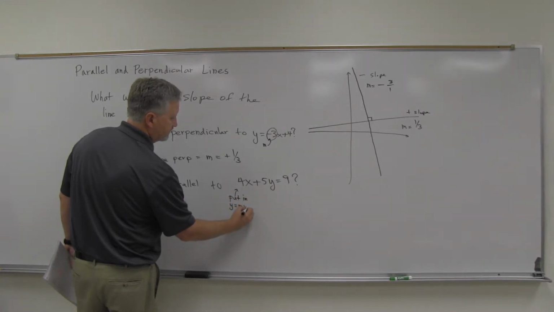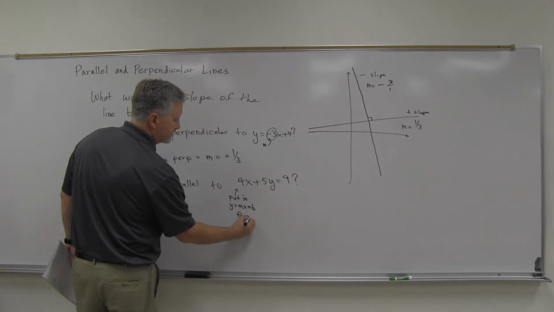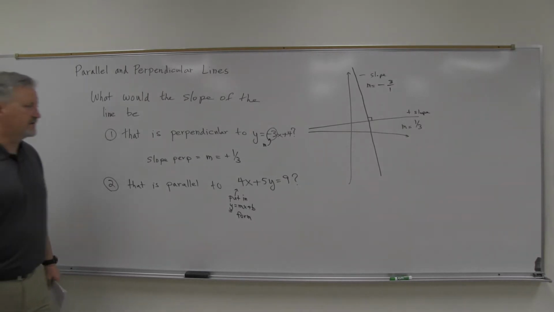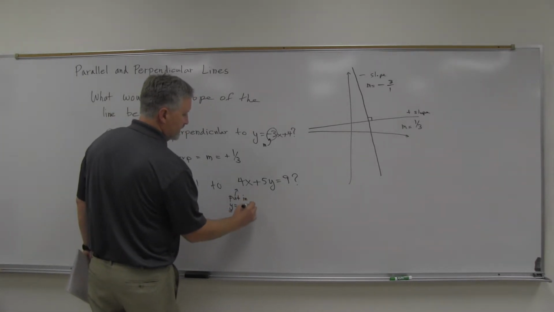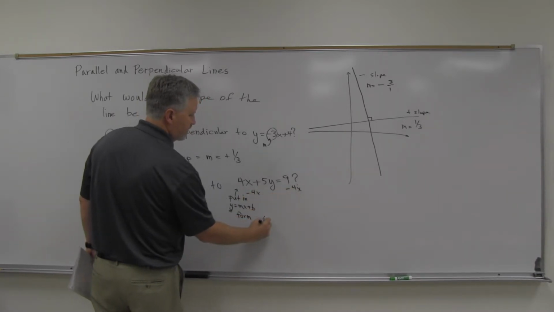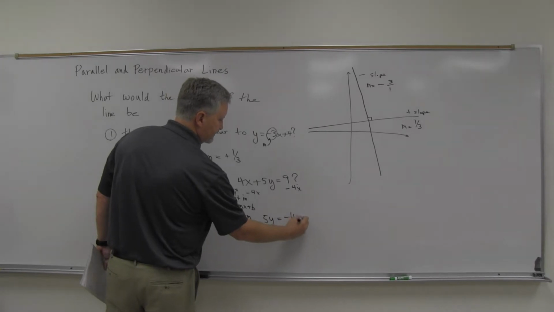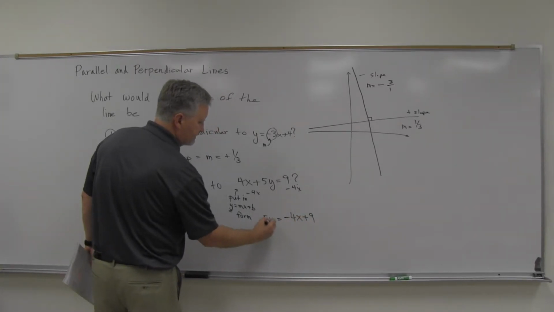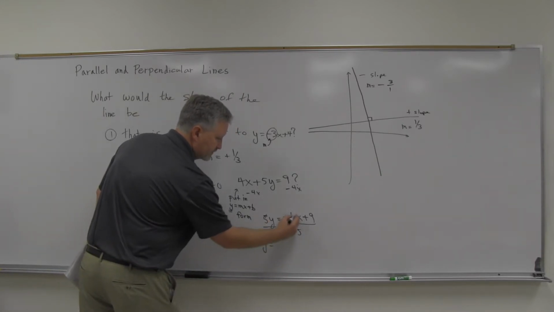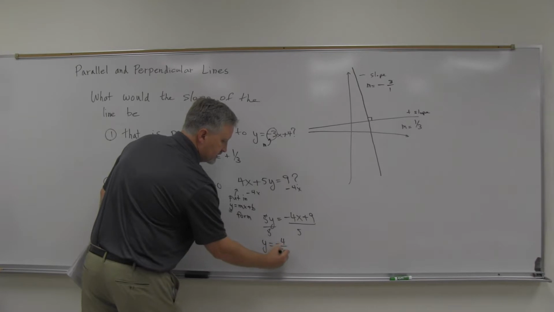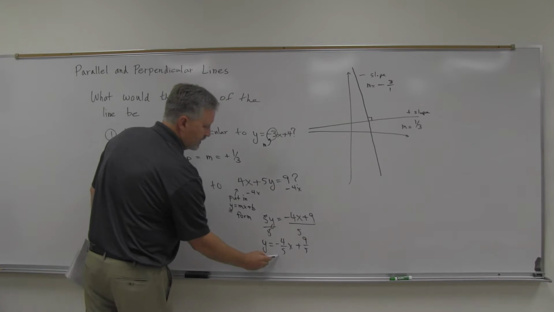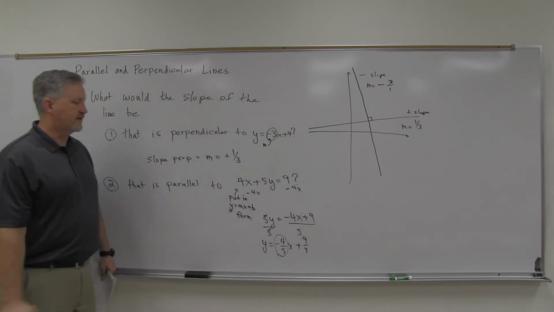One way to do that, which just means we've got to solve for the y, put the y on the side by itself. So how do we do that? Well, I'm going to subtract 4x from both sides. So that'd make it 5y equals negative 4x plus 9. Then divide by the 5 to get the y by itself. So y equals, and then, like I said, divide both of those by 5. And so the slope of the line that we're given is negative 4/5.